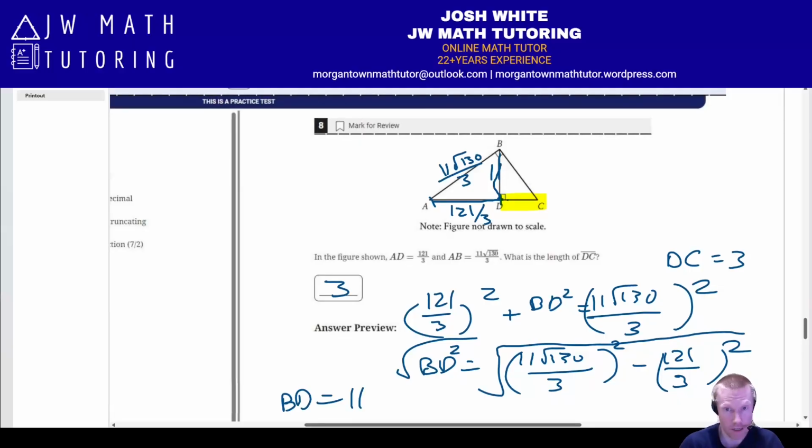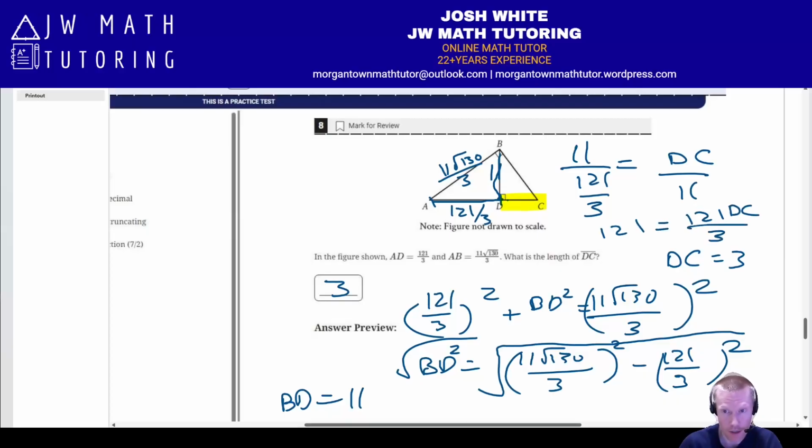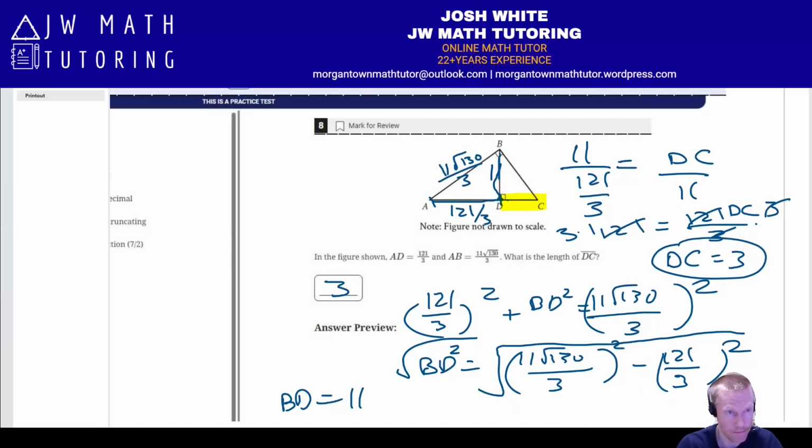Now you can use another geometric mean theorem, which basically says that BD, the 11, is the geometric mean between the two parts of the hypotenuse it splits up. One part is going to be the 121 over 3, AD, and the other part is the DC that we're looking for. So now you cross multiply, and you get 121 equals 121 DC over 3. The 121s cancel out, you have a 1 left, and then you just multiply by 3. DC equals 3. Same exact answer, a little different approach, but still using the idea of a geometric mean.